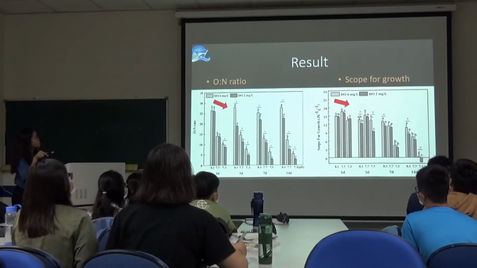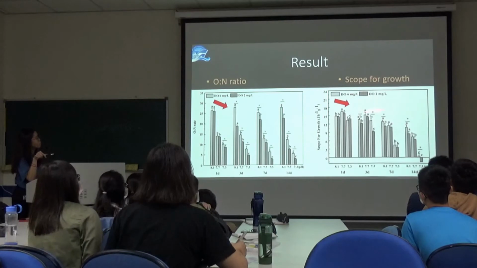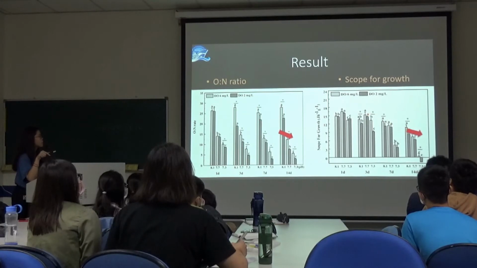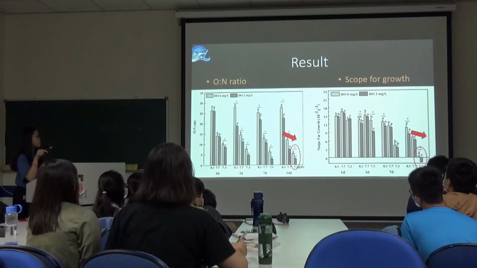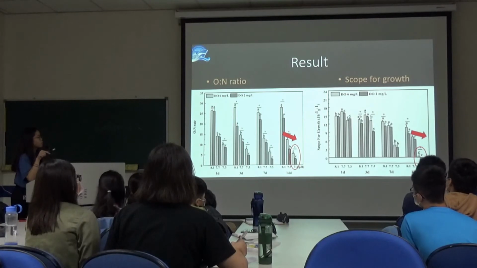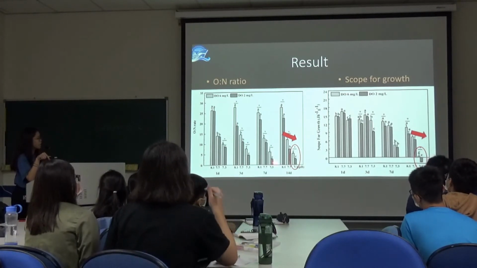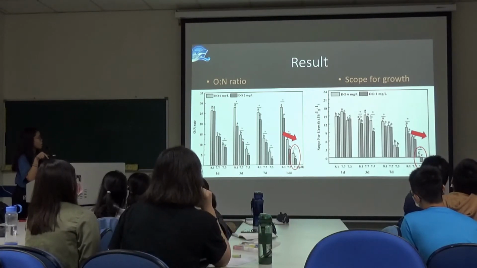And here is the oxygen and nitrogen ratio and the score for growth. They are the same as what we just mentioned before. The value also decreases with a decreasing pH and a decreasing dissolved oxygen. And the lowest value is also the same. The lowest value is in the lowest pH and the lowest dissolved oxygen.